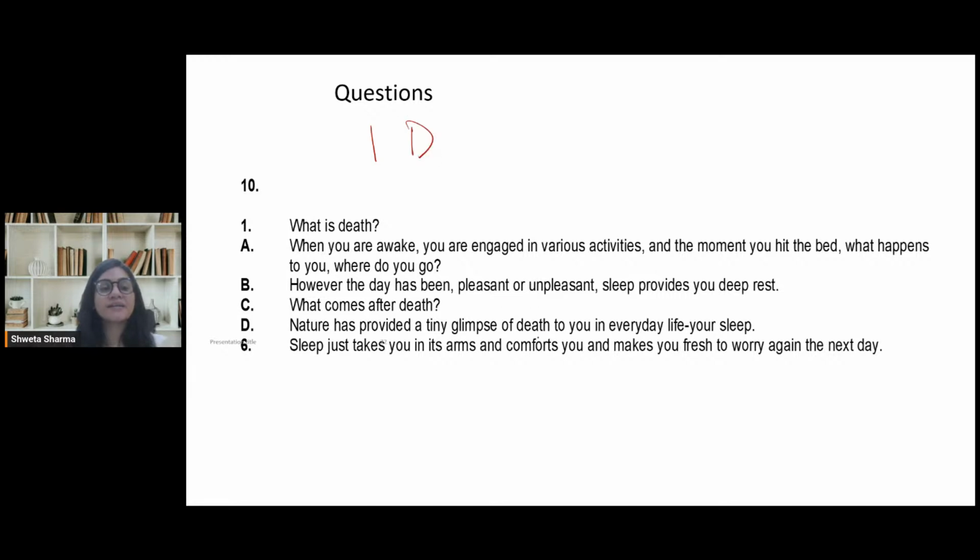Nature has provided a tiny glimpse of death, again carrying the same angle, your sleep. Again, identifying what is sleep. When you're awake, you're engaged in various activities. And the moment you hit the bed, what happens to you? Where do you go? Right? It gives you A.